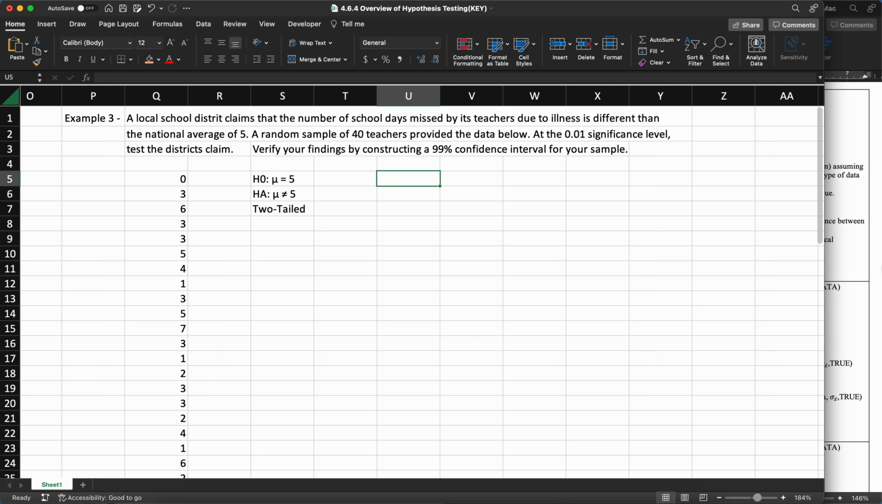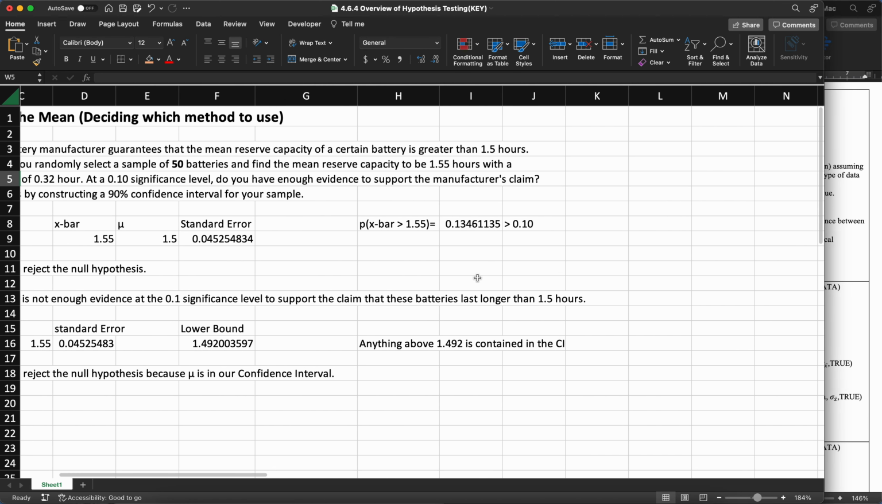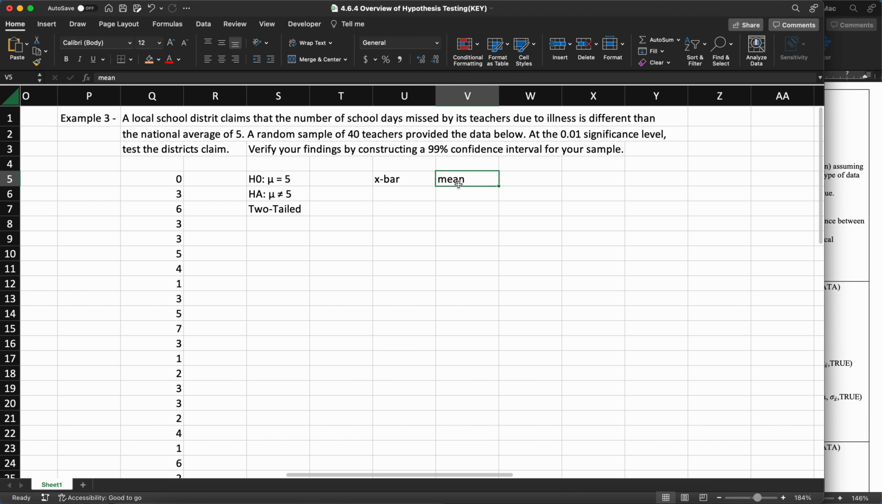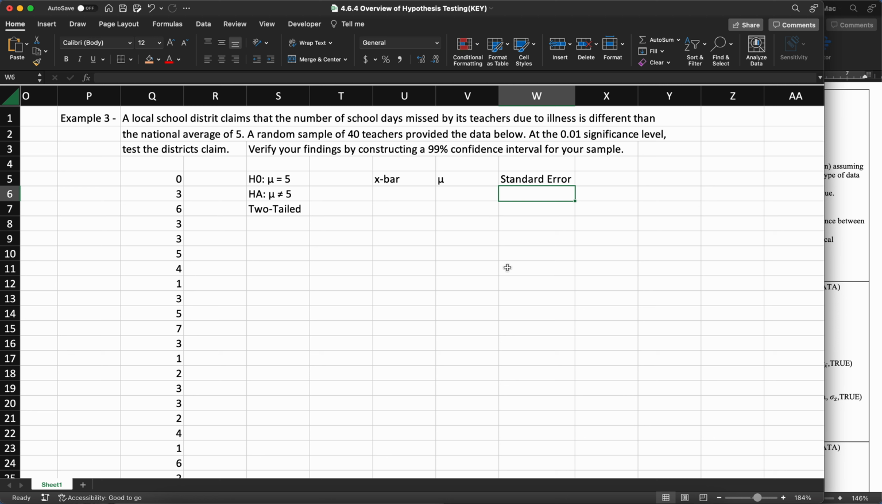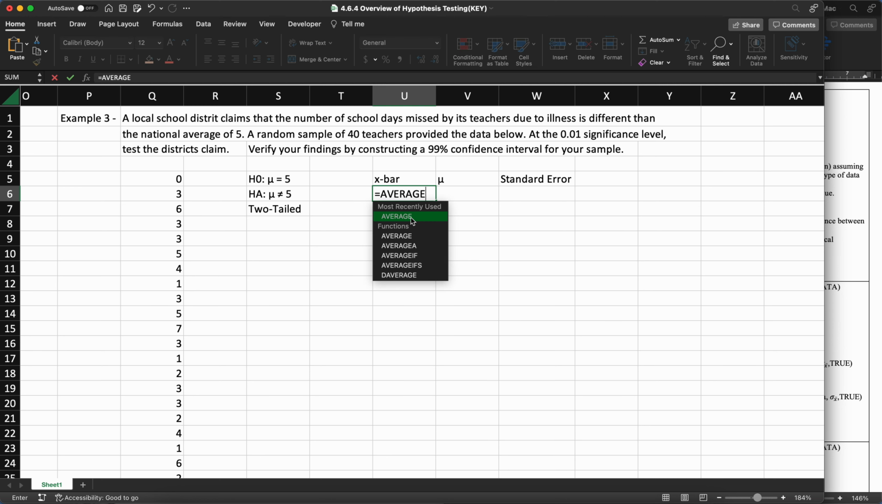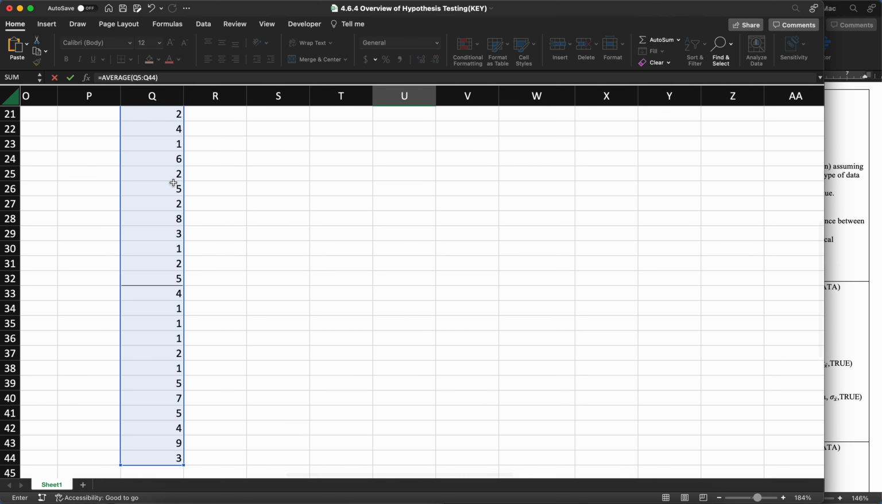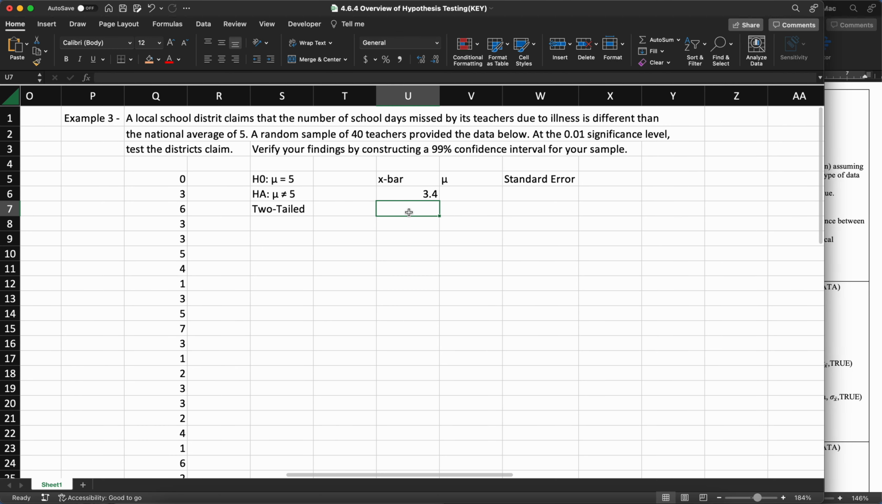But first, we need to identify what x bar is, what the mean is, and how did I label that before? Just mu, okay. And then our standard error. Now, x bar I'm not given, but I can find using the average formula. So I'm going to average all of these values, and I get 3.4.